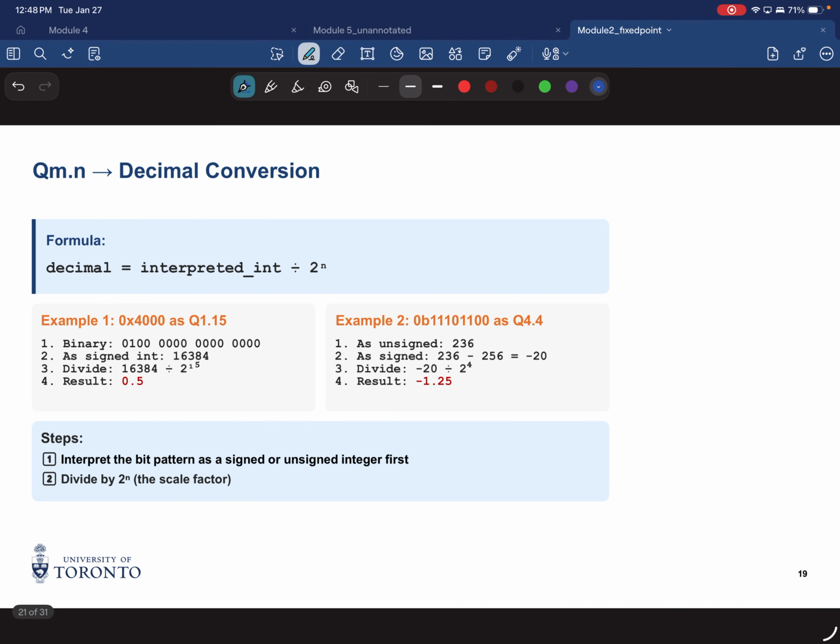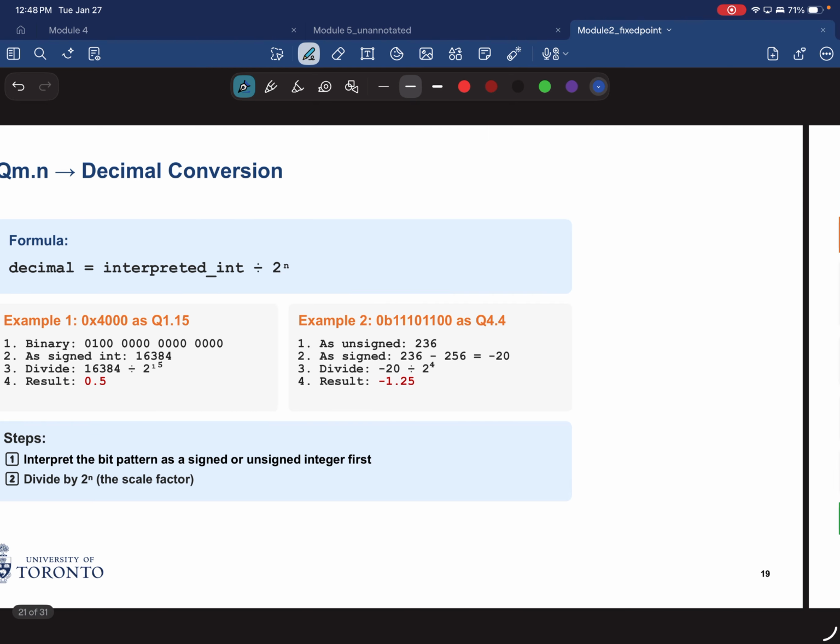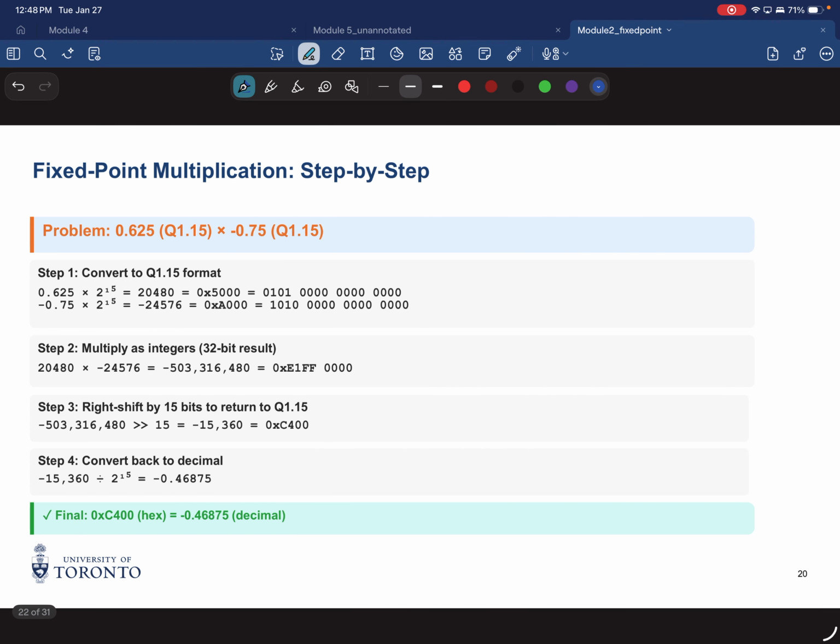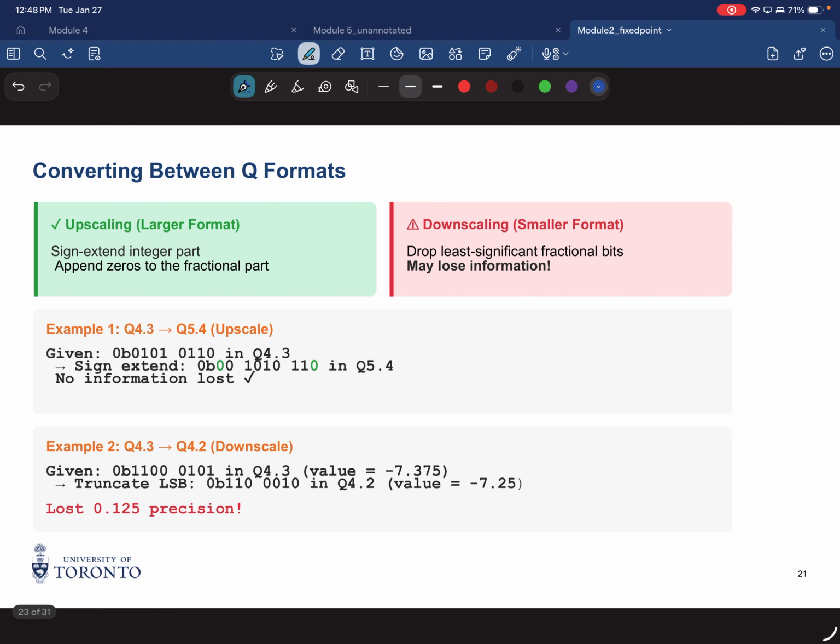Then the same thing for Qm.n to decimal. Then here multiplication, we talked about it. And then here is between Q formats. Again, between the Q formats, when you're upscaling, it's super easy because you keep the sign and you extend the sign. Or if you are increasing the fractional bits, you just append zeros to the LSBs.